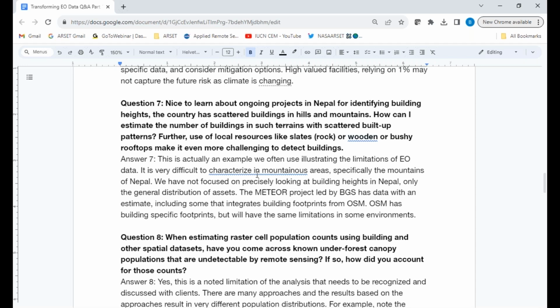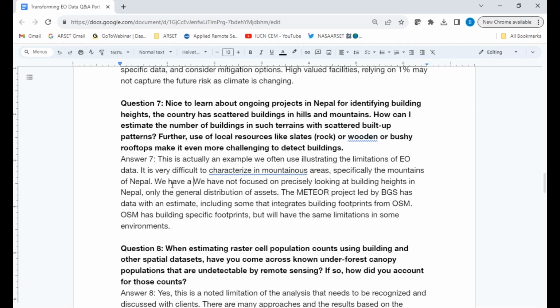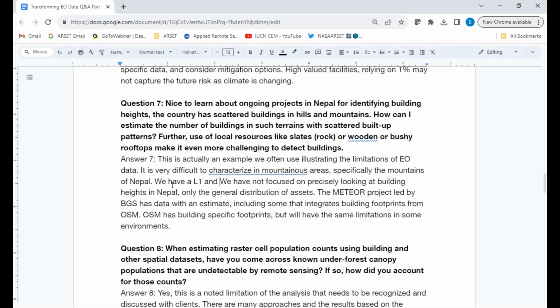Yeah, I mean, we've done a lot of work in Nepal. It's hard. And specifically, we use the mountainous areas in Nepal as an illustrative example of how hard it can be. That being said, we've done the best we can. We've developed both a level 1 and a level 3 data set for Nepal in order to compare the two. We were also on a project with GSA for the Nuclear Space Agency, and OSM was on that project.